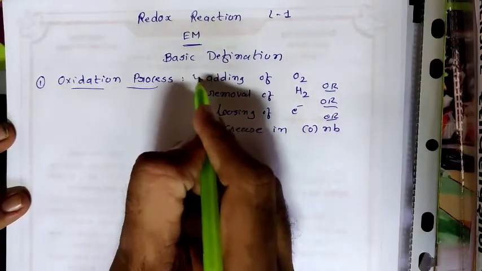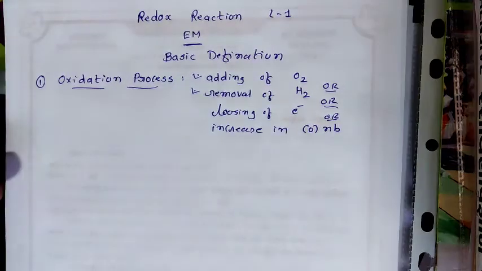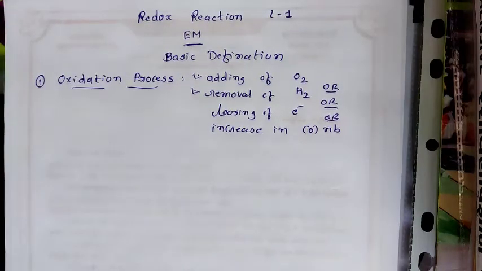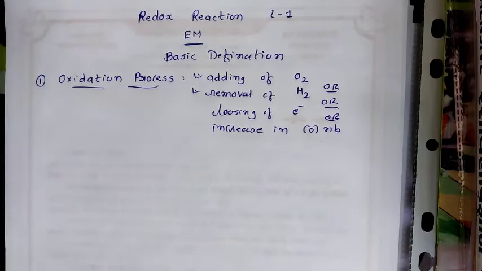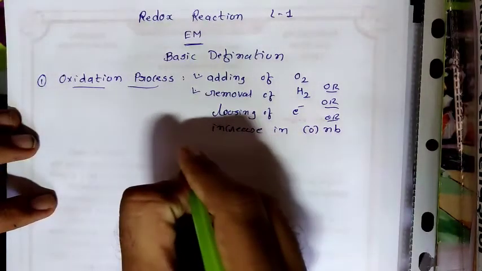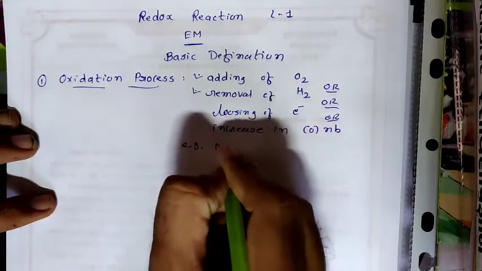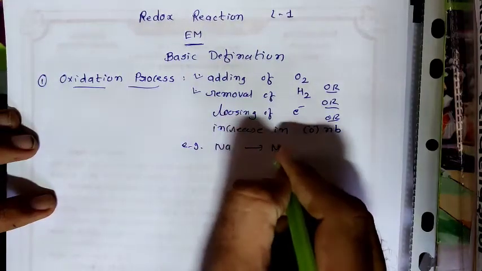I think these two definitions are mostly known to you all, that adding of O2 and removal of hydrogen, this process is known as oxidation process. Losing of electron and increase in oxidation number. But a question arises in our mind, what is oxidation number?